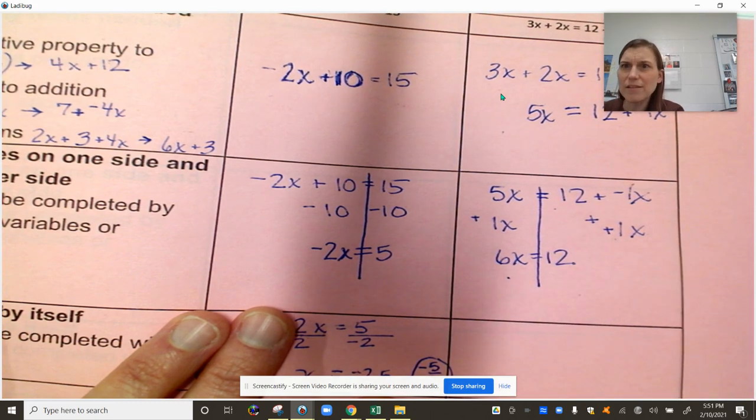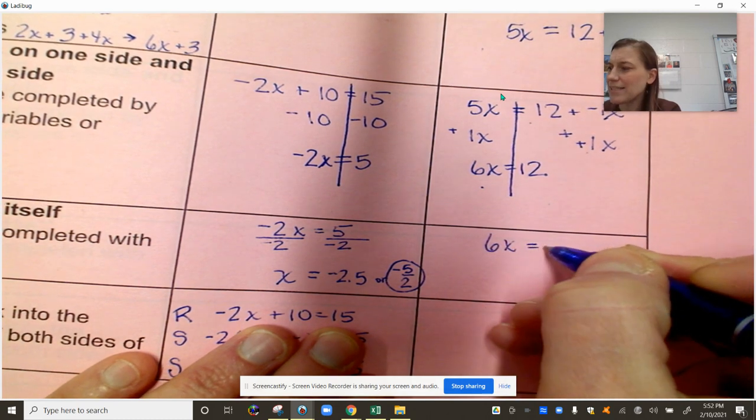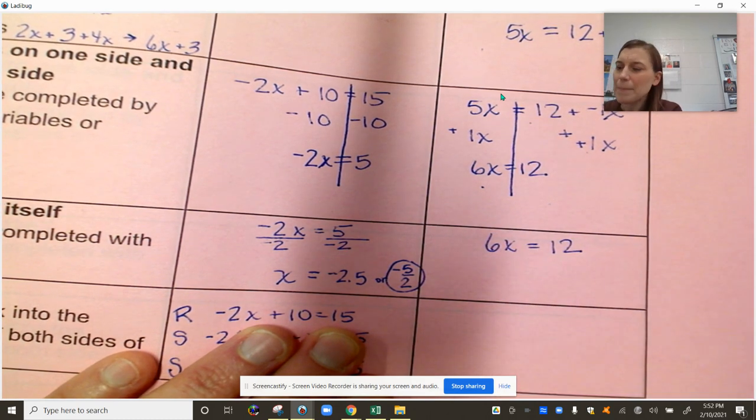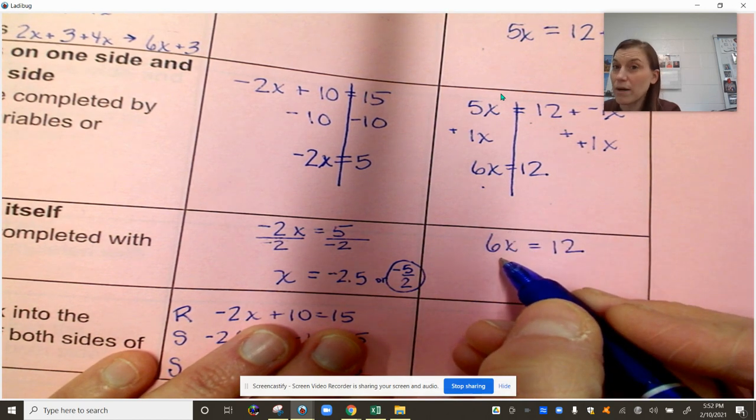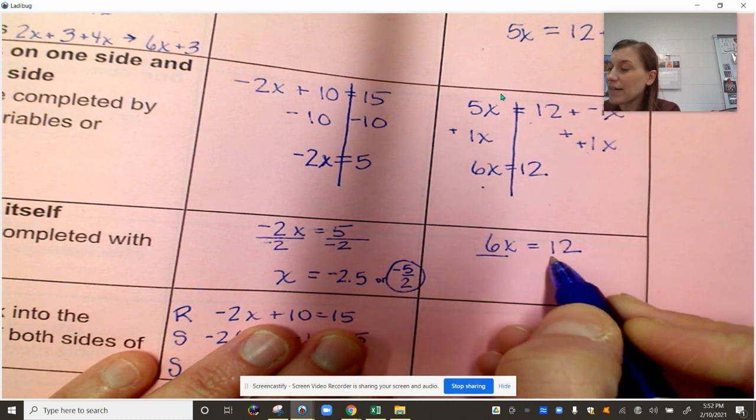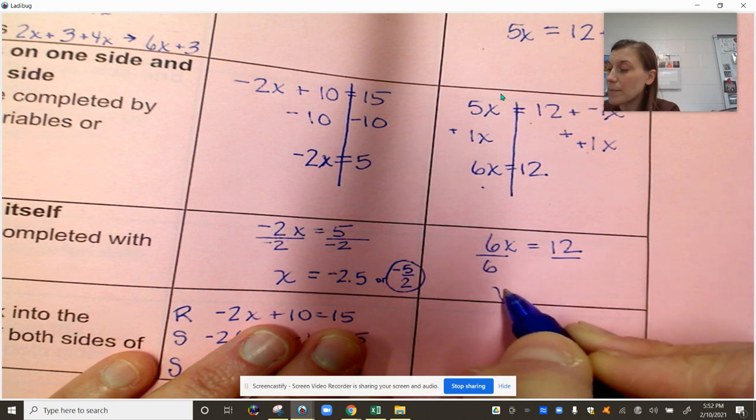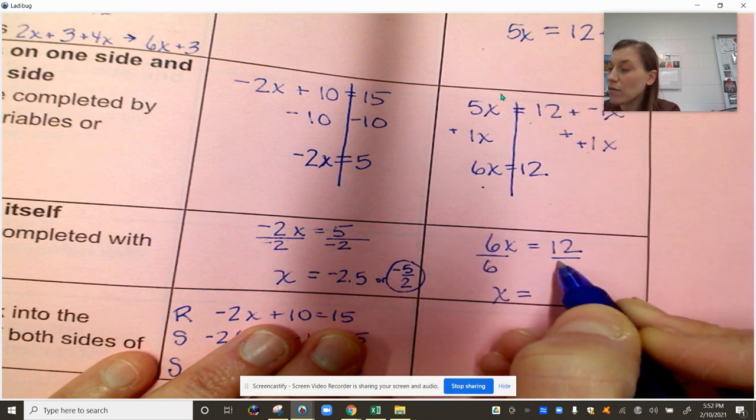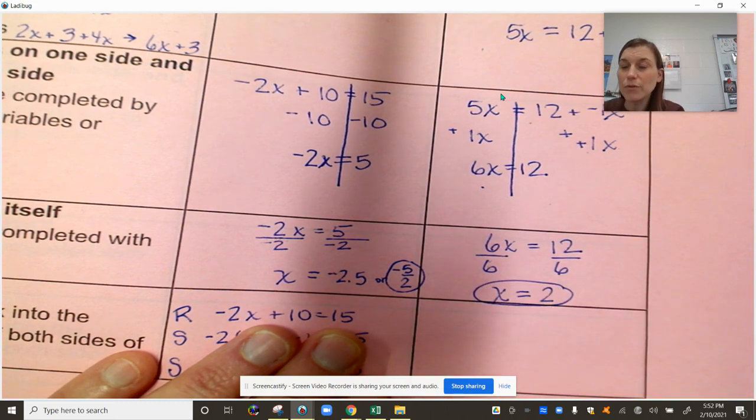Look how simple that is at this point. Now we just have 6 times x equals 12. That's easy. But remember, our last goal is to get the variable by itself. The goal is to have the invisible 1x. So the opposite of multiply is divide. So I'm going to divide by 6. 6 divided by 6 is 1x. 12 divided by 6 is 2. So here is my possible solution.